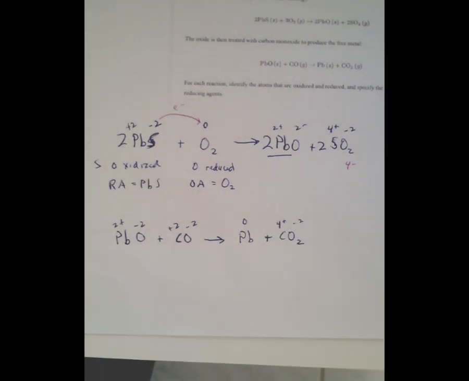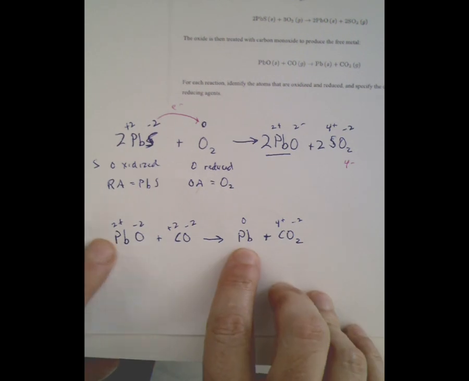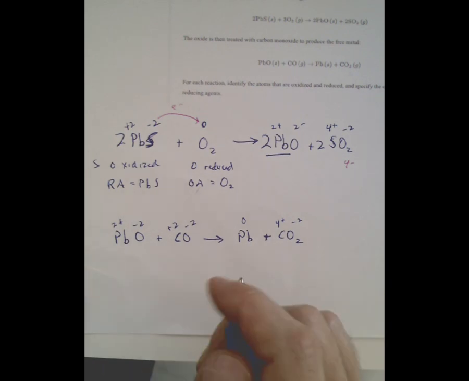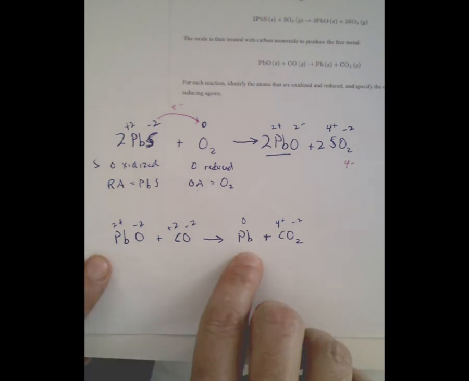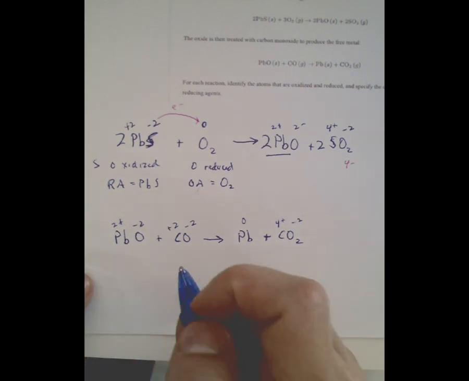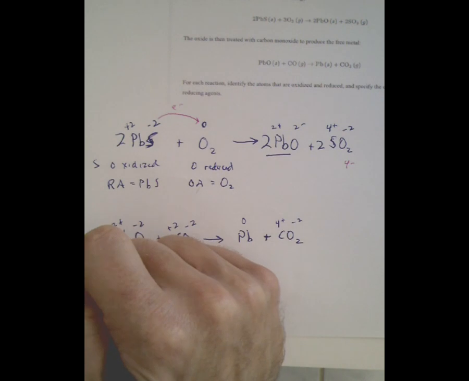All right, so let's take a look. The lead has changed, right? It's gone from 2 plus to 0. Take a second to think about what that means. It's gotten more negative, which means it's gained electrons. So our lead has been reduced.